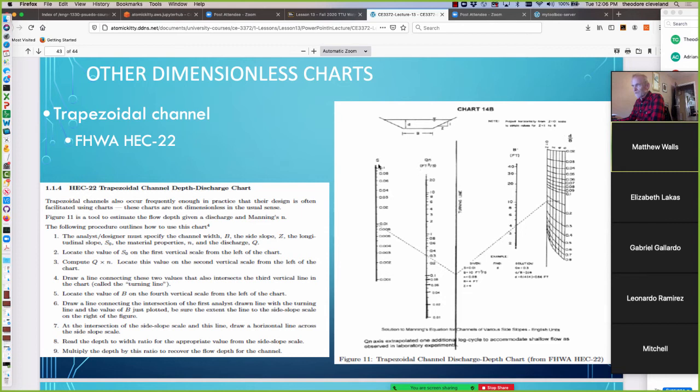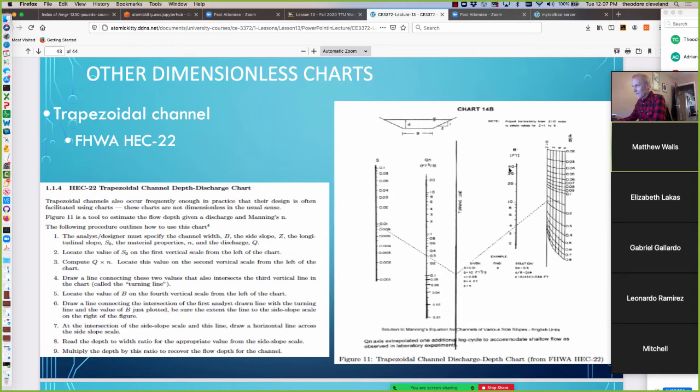We would locate the value of bottom slope on the first vertical scale, so this scale here, and then we would compute the product discharge times Manning's N, and then locate that value on this second scale. We would join the two values by a straight line. So we have some straight line, and there's this line called a turning line, and so we would indicate where the intersection occurs, right there.